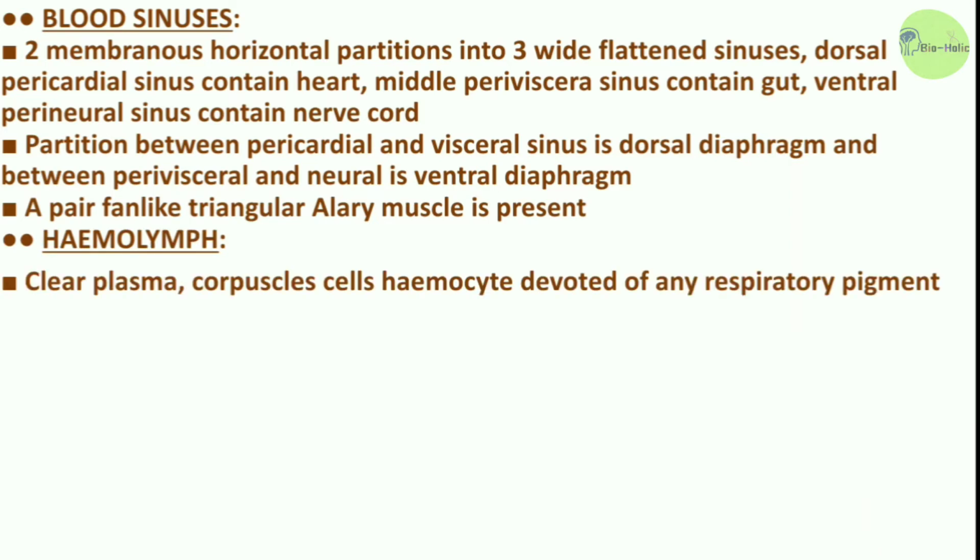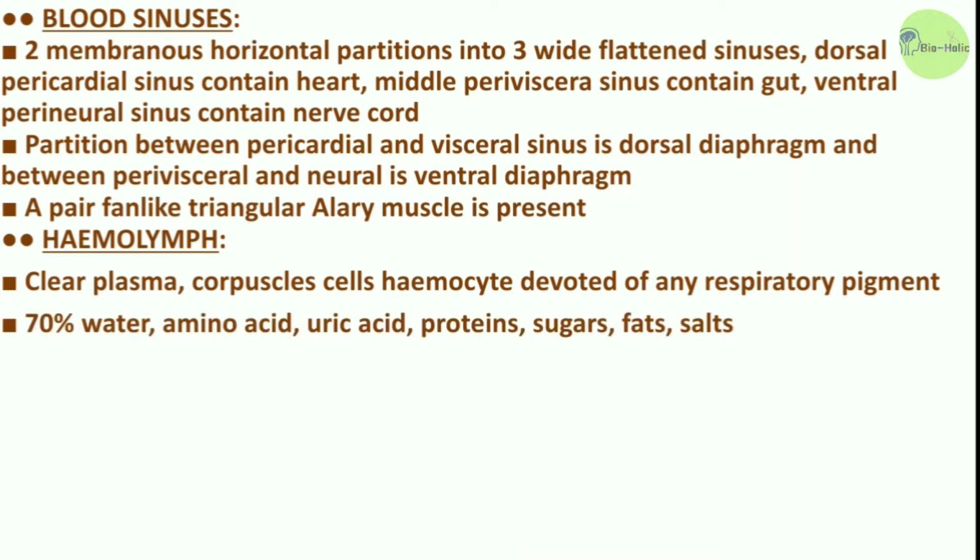Now the hemolymph. It is clear plasma, containing corpuscle-like cells which are hemocytes. They are devoid of any respiratory pigment. This contains 70% water, amino acids, uric acid, protein, sugar, fats and salts.